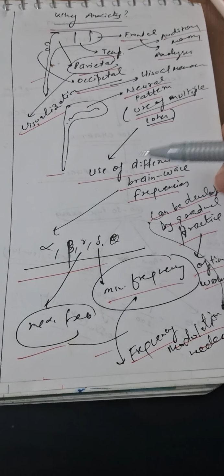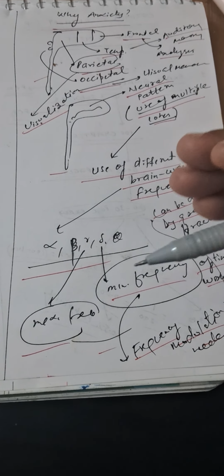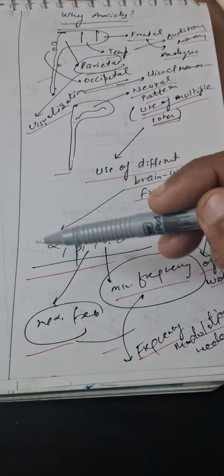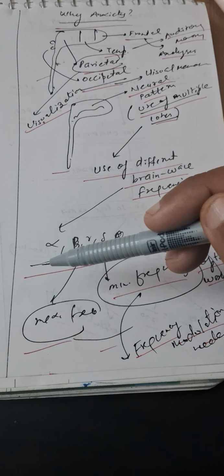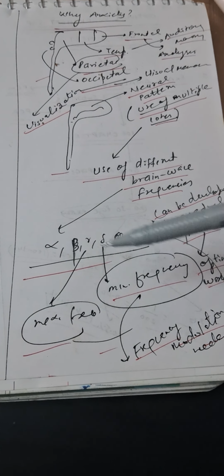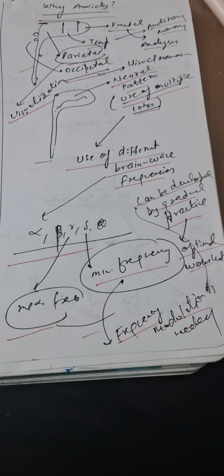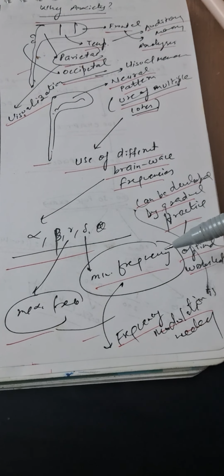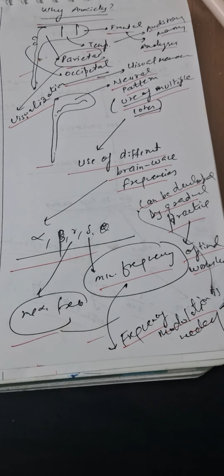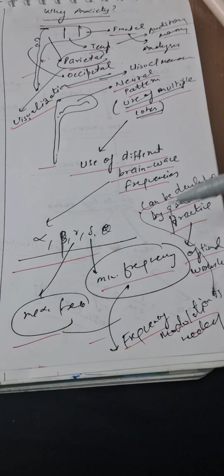Now, talking about brain waves: they are the connecting link between the brain and the mind. As per EEG, they are composed of alpha, beta, gamma, delta, and theta. Delta has the minimum frequency and gamma has the maximum frequency. The entire tuning process is a frequency modulation technique, which can be developed by gradual practice.